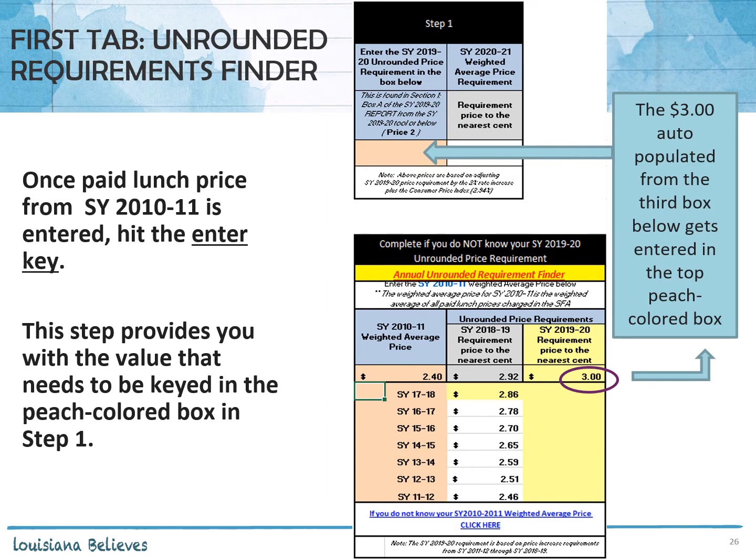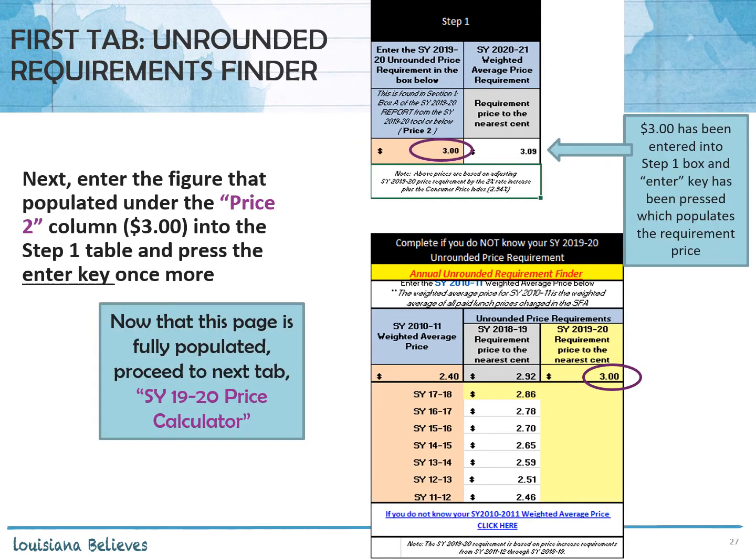Now you can see that we've entered $2.40 in the box and hit Enter. The two subsequent boxes were auto-calculated by the form, and we see a value of $3 in the yellow box. This $3 will be entered into the peach-colored box in Step 1 at the top of the screen. On this screen, you can see that we entered $3 in the peach box in Step 1 and hit Enter. When we hit Enter, the second white box auto-populated with the requirement price to the nearest cent, $3.09.